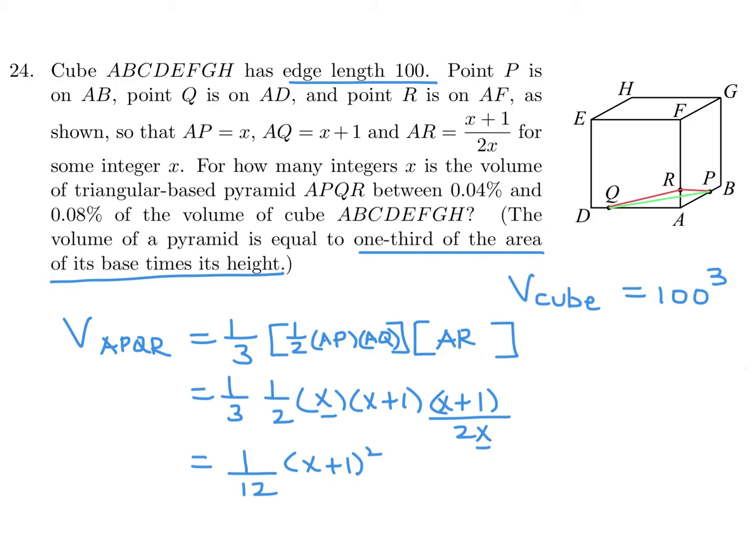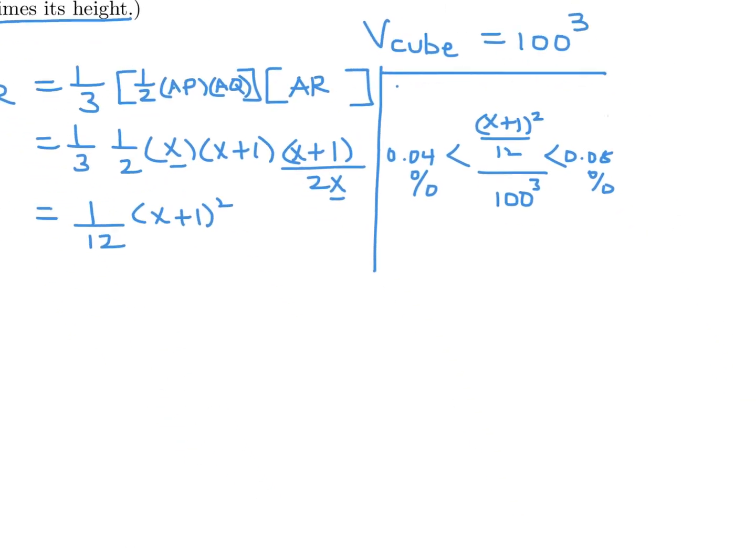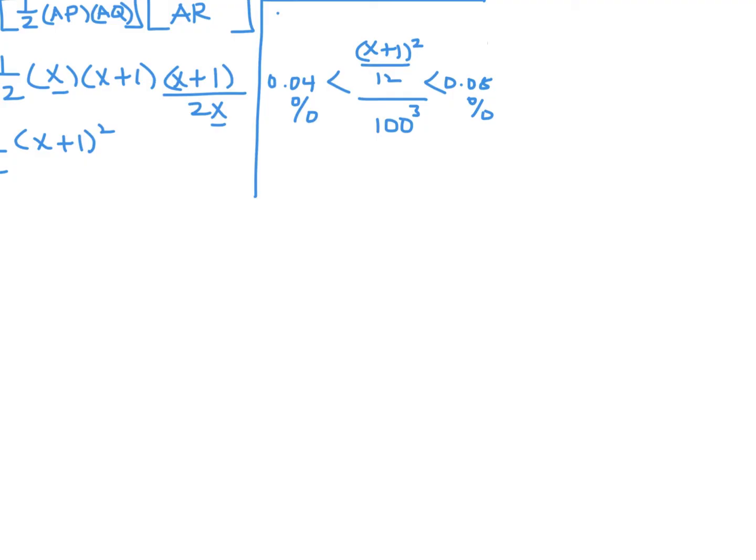Okay. So now they want you to have a scenario where you have this ratio. The volume of the pyramid, which is (x plus 1) squared over 12, over the volume of the cube, which is 100 to the power of 3, to be between 0.04% and 0.08%. And that equation is what we have to work with to figure out the values of x.